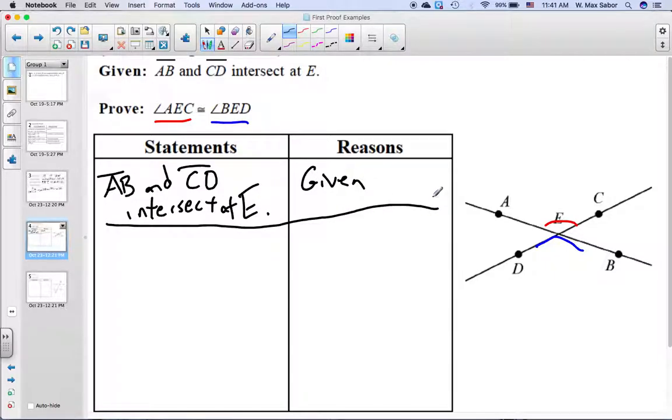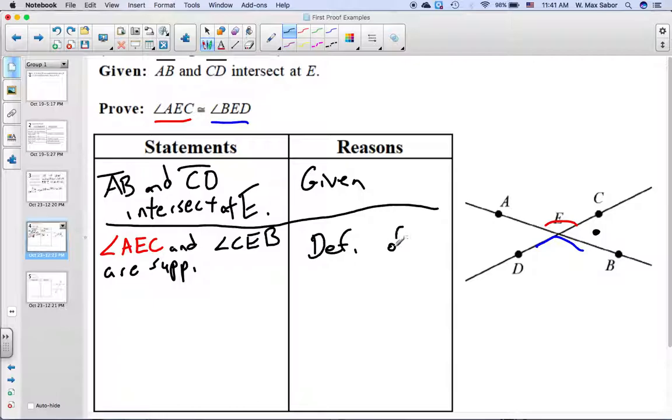The next piece, well, I noticed that these two make 180 degrees together. So I will say that they are supplementary. AEC, and what was this? This is CEB. They are supplementary. And the reason is that they make a line. They're a linear pair. So this is the definition of linear pair.